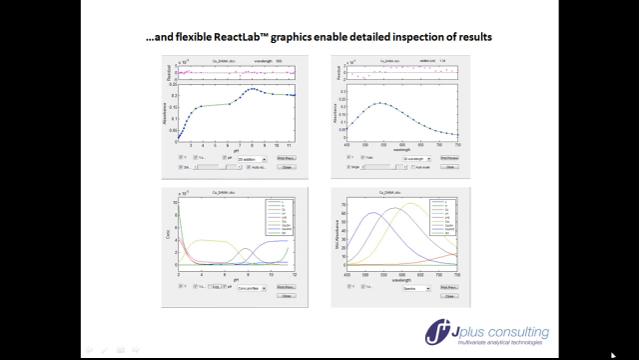ReactLab itself also provides flexible graphic displays to inspect the fit results in great detail. Here we see individual predicted absorption profiles at specific wavelengths displayed as a function of the changing pH, along with the residuals. Next to this is a best fit spectrum as a function of titration addition. The lower graphs display the calculated concentration distributions as a function of pH, alongside the spectra of all the coloured intermediates.